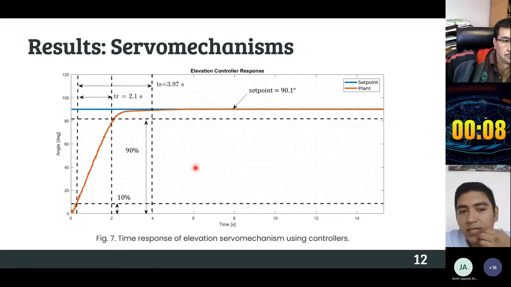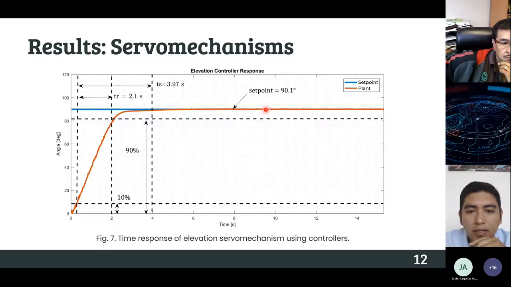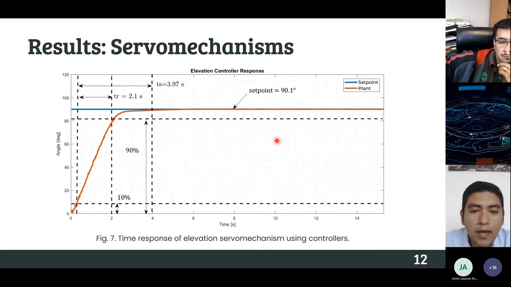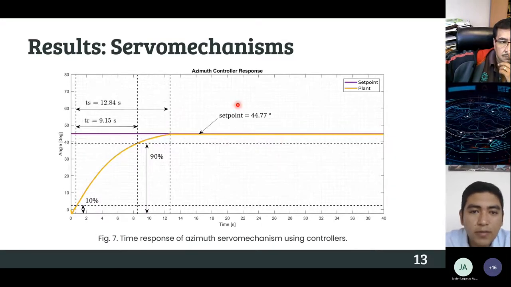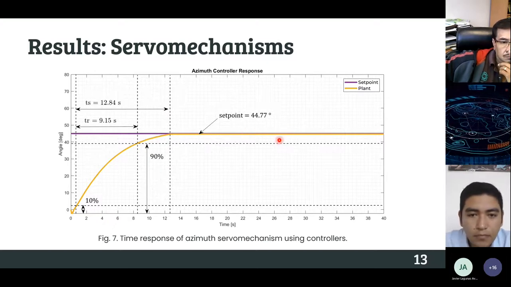We have here the time response of the servo mechanism. This is for elevation, and as you can see, it reaches the angle with an accuracy of 0.5 degrees. And the servo mechanism of azimuth reaches the desired angle with an accuracy of plus or minus 1 degree.